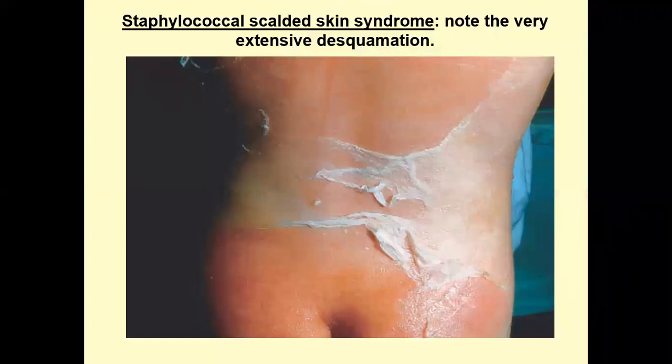Then staphylococcal scalded skin syndrome. In this picture, extensive desquamation is seen. It looks as if the skin is peeling off like a peel. This is very superficial exfoliation. And since staphylococcal scalded skin syndrome is an extension of bullous impetigo, the split in staphylococcal scalded skin syndrome is also subcorneal.